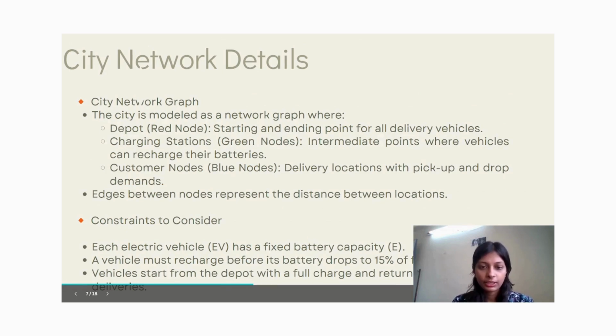Let's see about the city network details. Here is how the city network is structured. The depot is the starting and ending point for all vehicles. Green nodes mark charging stations, blue nodes are customer delivery points. The edges between them represent the distances. Key constraints to remember: EVs must recharge before battery drops below 15%. They start fully charged and must return to the depot after completing the deliveries. And there is a limited charging capacity at each station, meaning vehicles might queue up. The city network's setup combined with these constraints makes route planning a multi-objective, multi-constraint optimization problem.